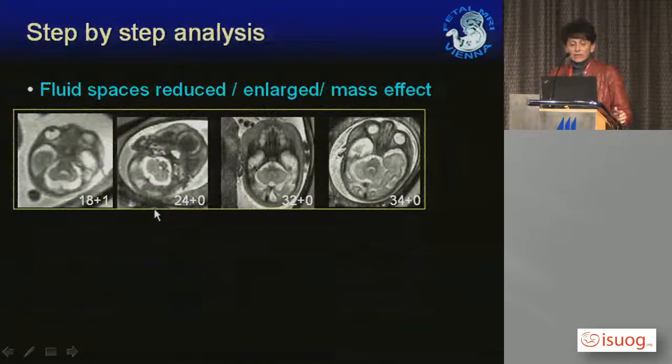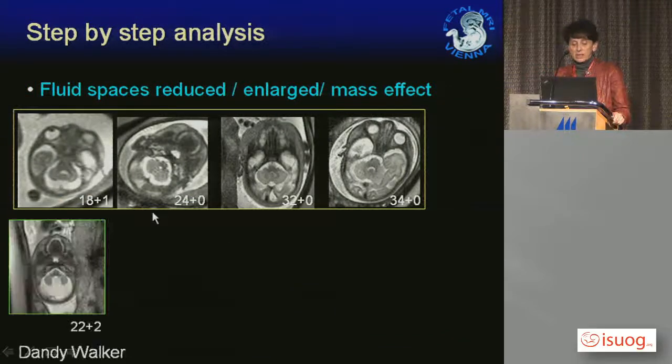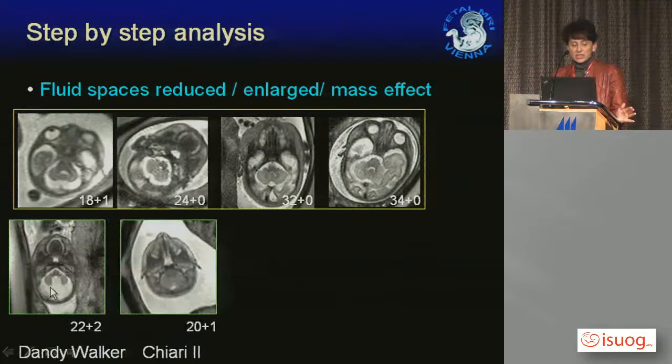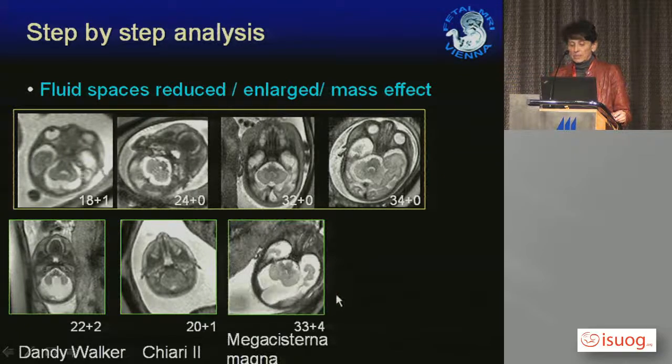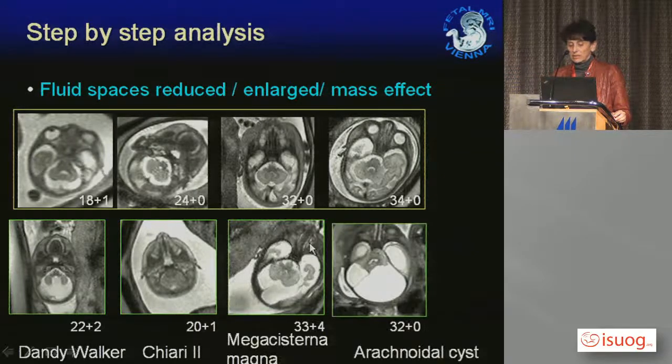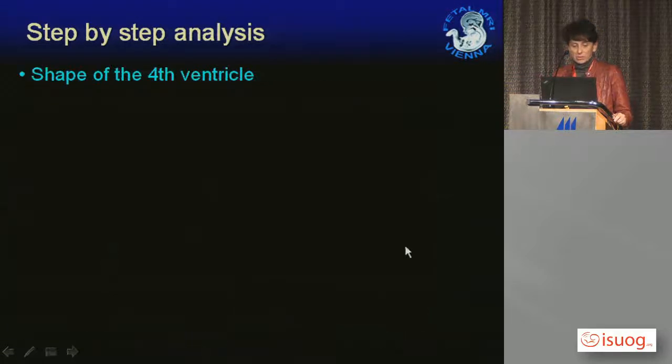but it was clearly too steep in the open defects. The fluid spaces may be reduced, enlarged, or there may be a mass effect, enlarged in the Dandy-Walker. In the Chiari 2, it will be reduced. In the megacisterna magna, it will be enlarged, and when you have an arachnoid cyst, there may be some compression on the cerebellum.